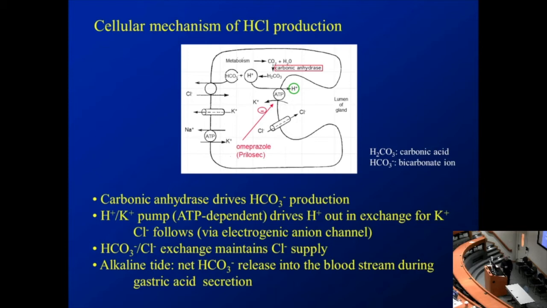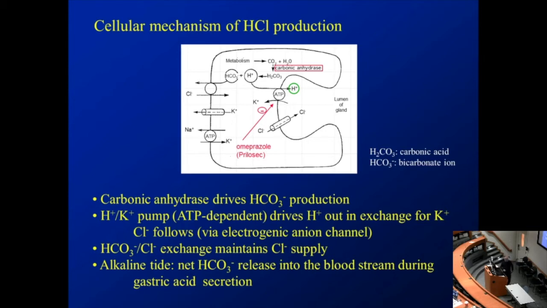The protons that are generated by this pathway are then transported into the lumen of the gland and therefore ultimately into the lumen of the stomach. This occurs in exchange for potassium ions. This is an ATPase, so this is a primary active transport mechanism that uses ATP in order to transport the protons out of the cell, out of the cytoplasm, into the lumen of the gland and the stomach. Why is this important?